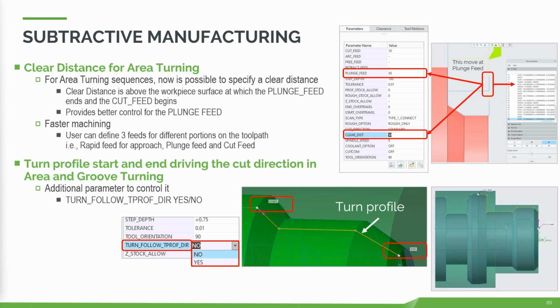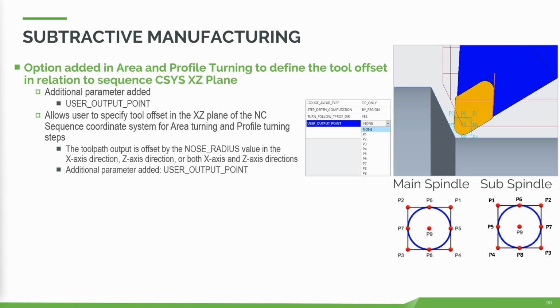So it gives you 3 different feed rates essentially now: a rapid feed when you're approaching, a plunge feed, and a cut feed. So again, getting more efficiencies out of your tool paths. And also defining the turn profile start and end, driving the cut direction for your area group. And lastly, a bunch of new options around your tool offset in relation.